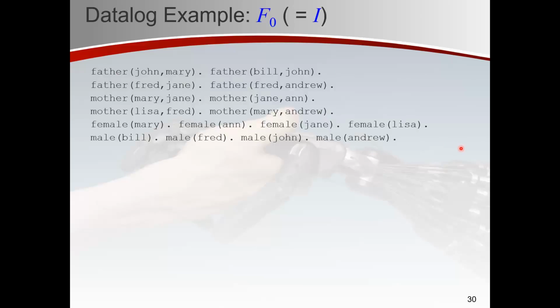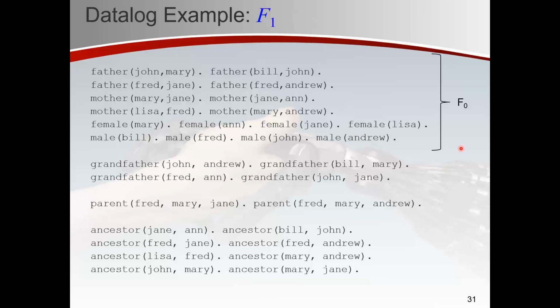And now we do the first immediate transformation step. And we'll derive some additional information, for example, that John is grandfather of Andrew. Since the grandfather rule only had two subrules for father and father, it takes the information given in the father predicates to derive this grandfather information. They're not recursive, so everything can be done in one step.